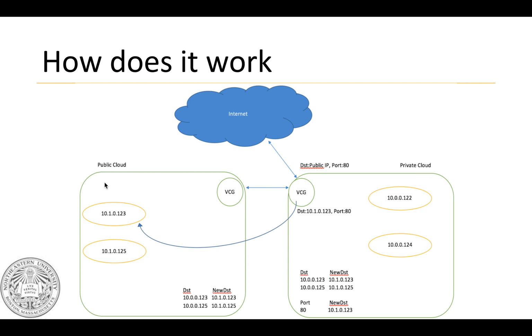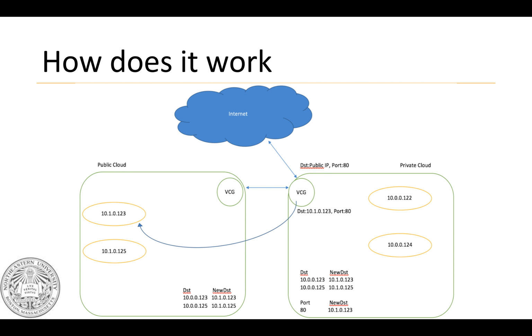Also, we enable internet connection port forwarding by using iptables port forwarding rules. Like if a user on the internet wants to connect to some machine via certain ports like port 80, he just connects to the VCG with the VCG's public IP address on port 80, and then the VCG will redirect all the traffic on port 80 to 10.1.0.123, to a new machine.